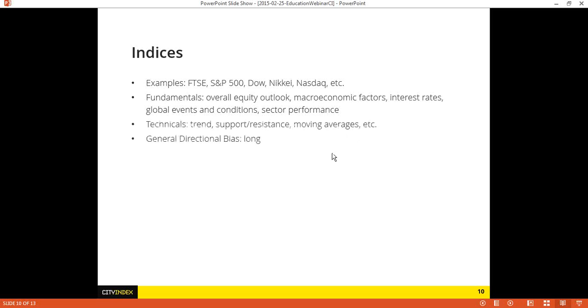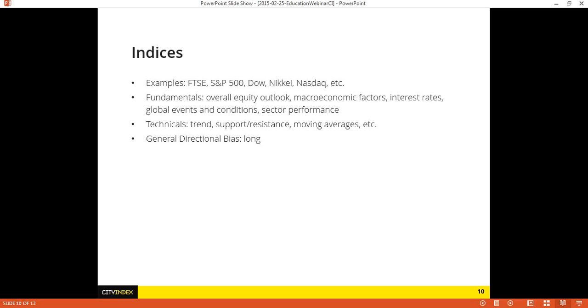The general directional bias, though, for indices is long. Okay, I mean, some would argue with me on that, but generally speaking, for all equity-based markets, you're usually looking at a long bias. Okay, so stocks are generally biased towards the long side. Same with indices.